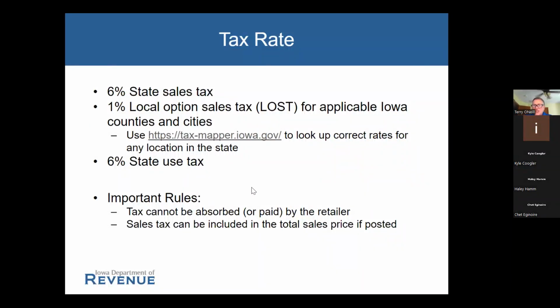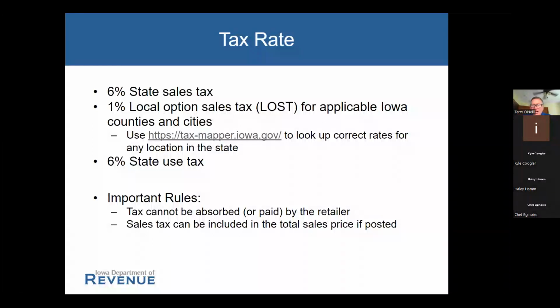A couple things to keep in mind when it comes to Iowa sales and use tax. Tax cannot be absorbed or paid by the retailer. So what am I saying here? What I'm saying is if you are selling something that's taxable to a taxable customer, you need to add a line that says sales tax down at the bottom of your invoice, or if you wish, you can have tax included in the price as long as it says so.